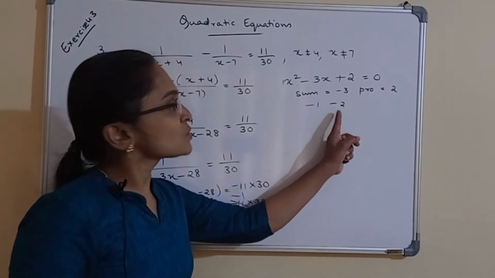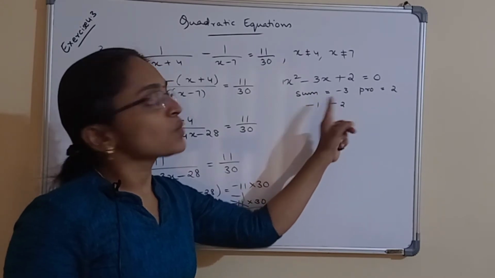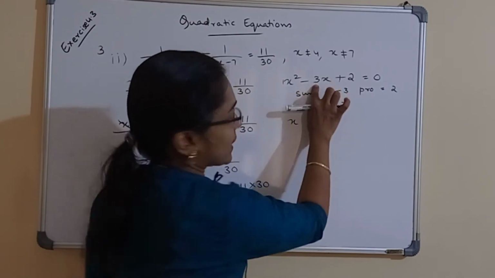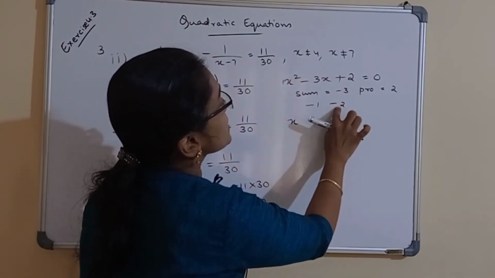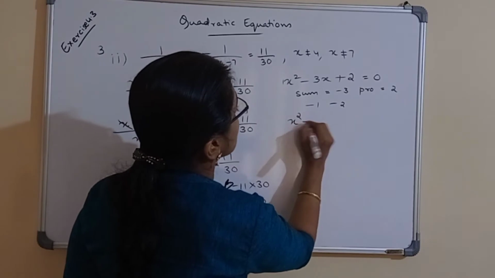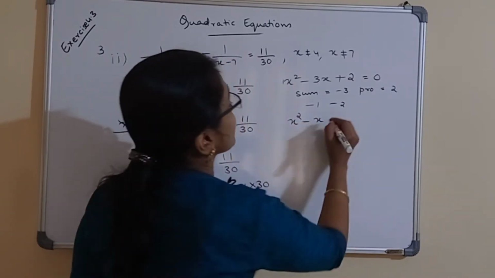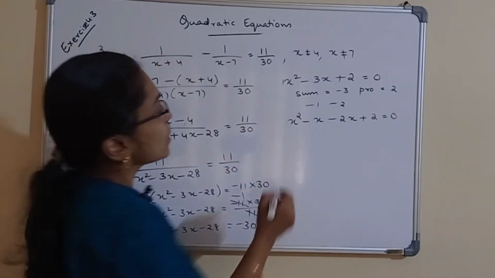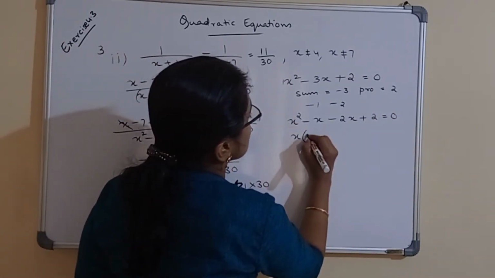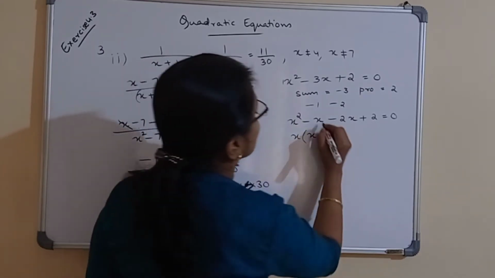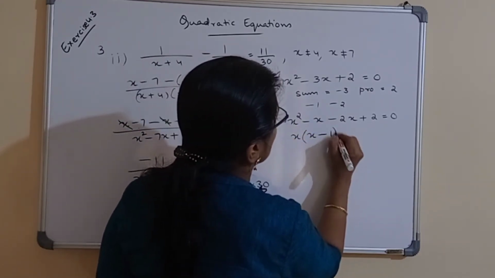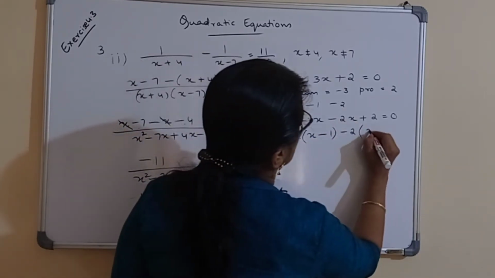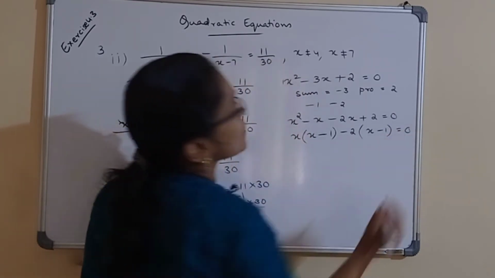Minus 1 into minus 2 is 2 and minus 1 plus minus 2 is minus 3, right? So we can split this minus 3x as minus 1x minus 2x, and minus 1x is nothing but minus x, then minus 2x plus 2 is equal to 0. Now we can take x out from this, so we will get x remaining, and if we take x out from this we have minus 1, and if we take minus 2 out from this we have x minus 1 remaining, which is equal to 0.